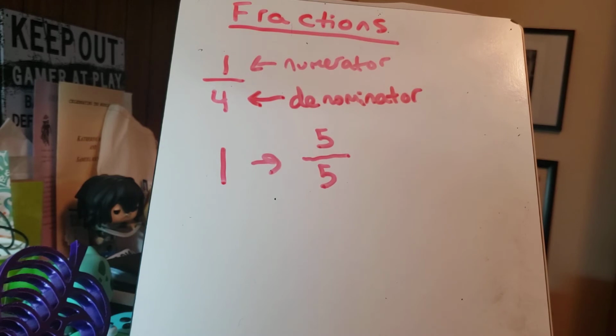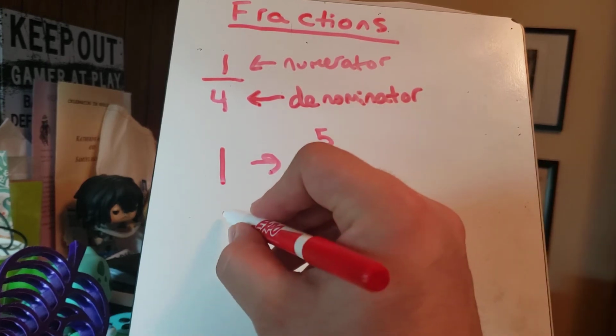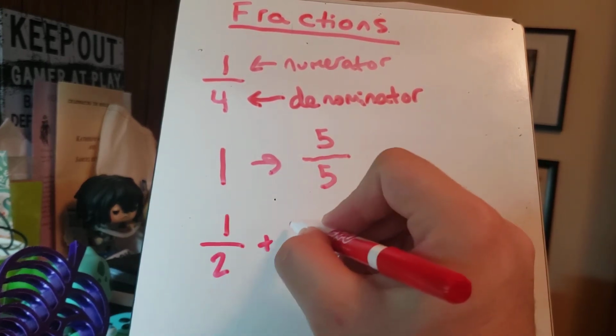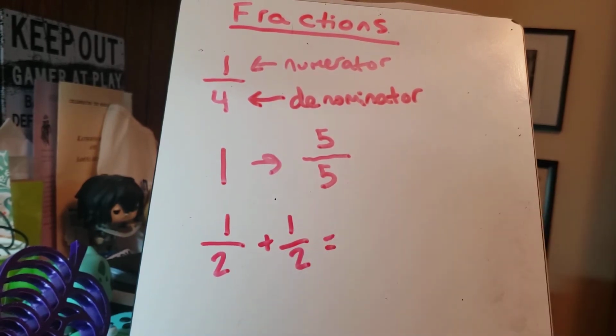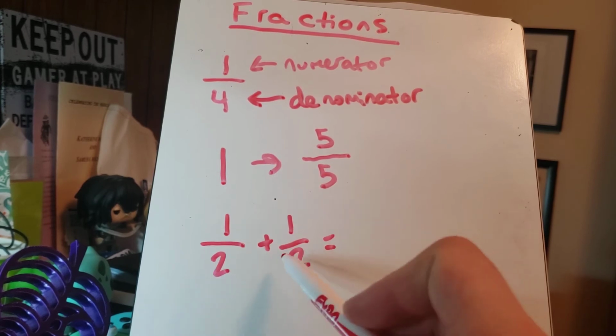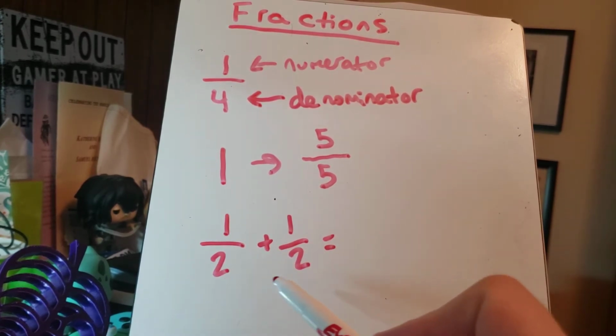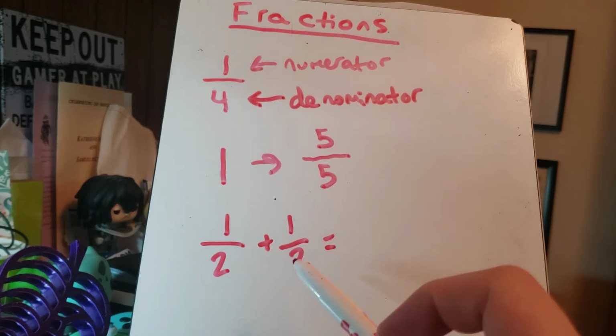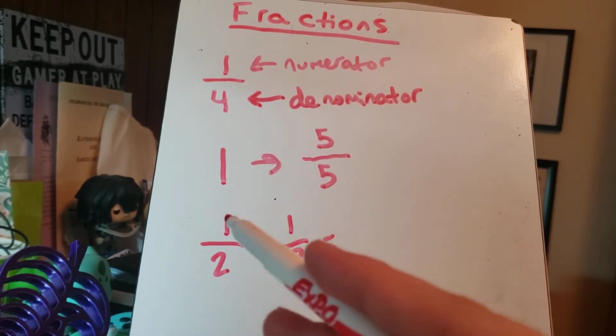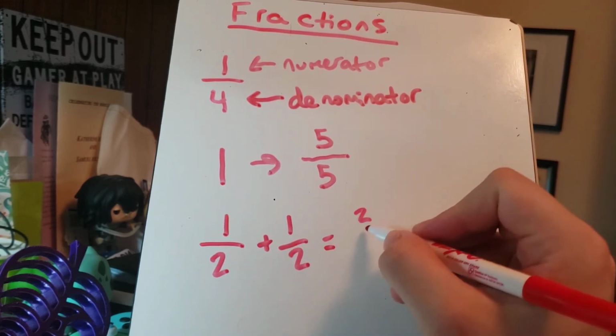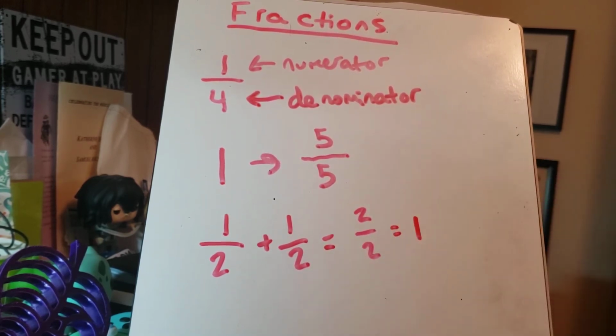The next important thing we need to know about fractions is how to add them. When you're adding fractions, it's important that the denominators are the same. The numerators don't matter, but the denominators have to be the same. If they're not, you can't add those fractions. So in this instance, we've got 1/2 plus 1/2. Our denominators are the same, they're both 2. And so to add these fractions, you're just going to add the numerators together. So 1 plus 1 is 2, so you would get 2/2, which is 1.